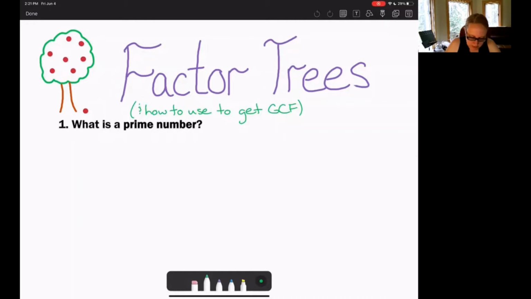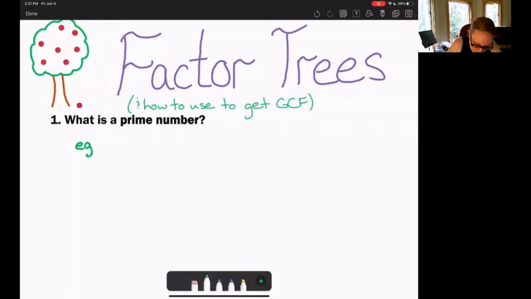For example, if you take a number like 6, you can reduce that down to 2 times 3. 6 is the same thing as 2 times 3. So therefore, 6 is not a prime number. If we take a number like 5, the only whole numbers that we could multiply together to get to 5 are 1 times 5. So in other words, the only factors of 5 are 1 and itself.